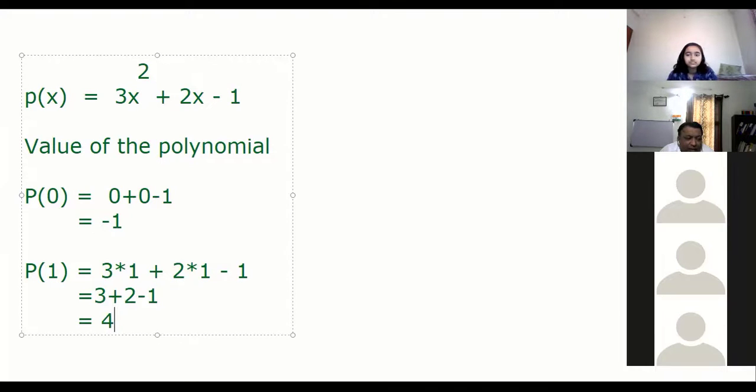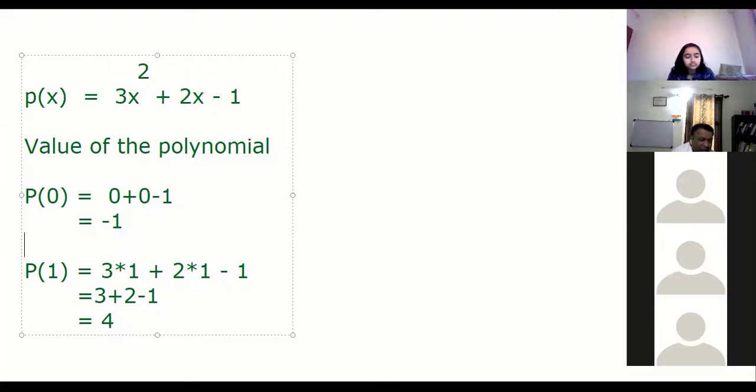Sir, for 3x square, isn't it 1 square over here? So 1 square is 1, na? Yes, you are right. 1 square is 1. That's why I solved it and put it. I said 3 into 1 square. So you are just putting the rest.